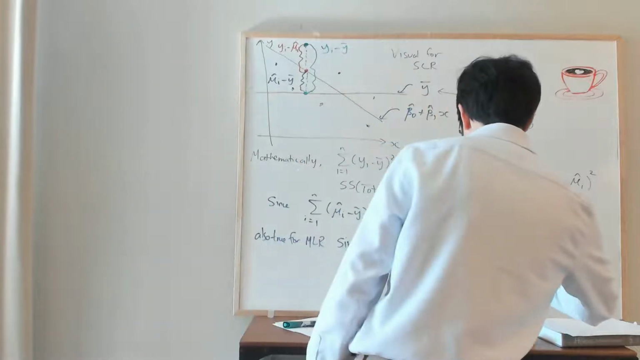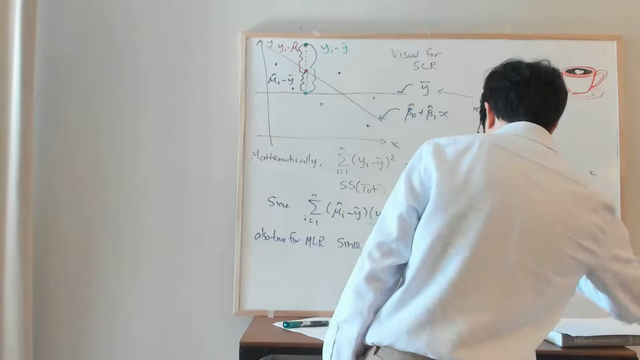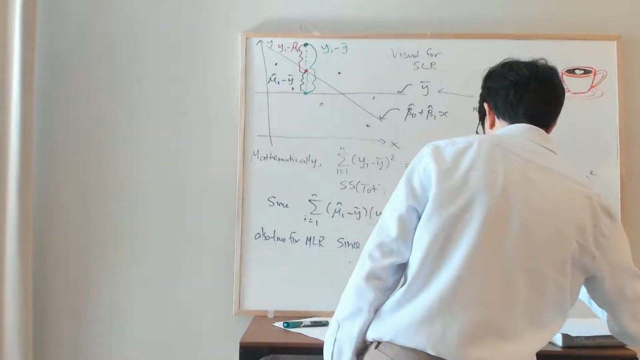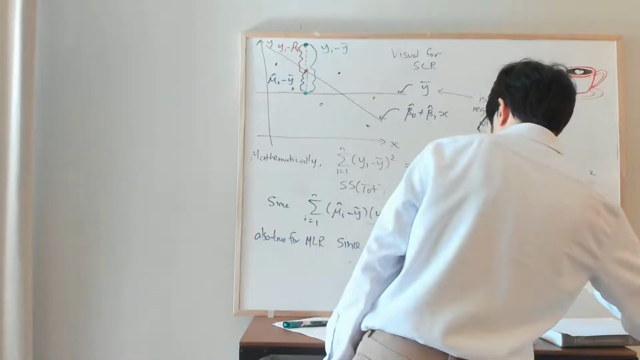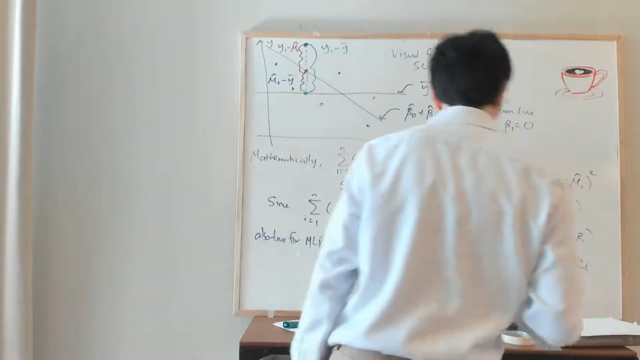Okay, and so if we expand the terms, this is the summation of ei times mu i hat. And then I can pull out a y bar, so minus y bar times the summation of ei.